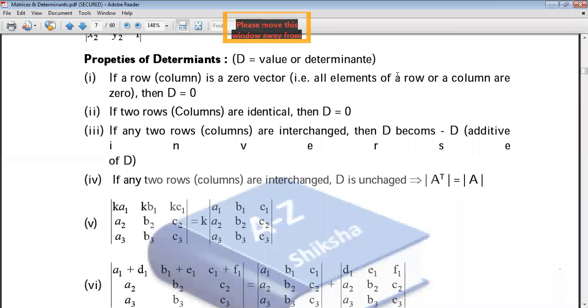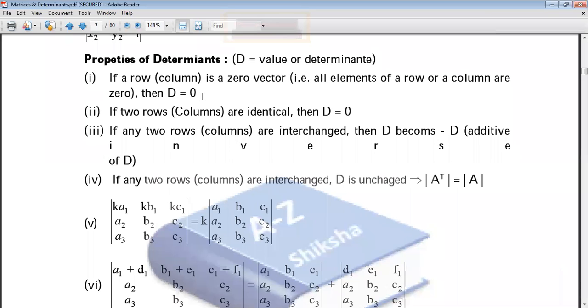If a row or column is a zero vector. What do you mean by that? That is, if all elements of a row or column are 0, then the value of D equals 0. Suppose when you are going to expand a determinant and you find that in a particular row or column all the elements are 0, then without expanding the determinant, you can directly say that the value of the determinant is 0. That is one property. Understood?